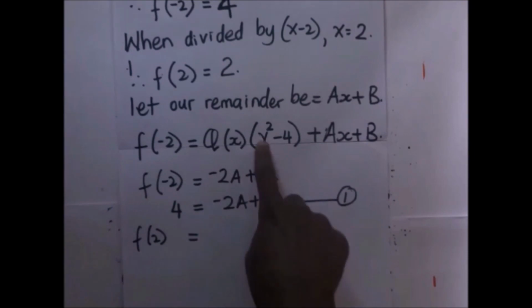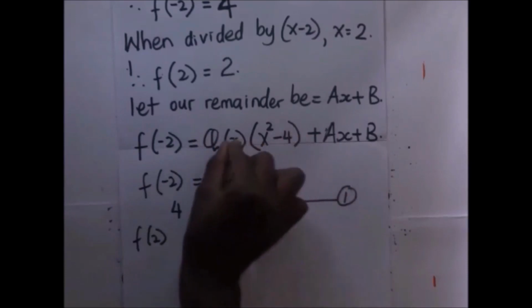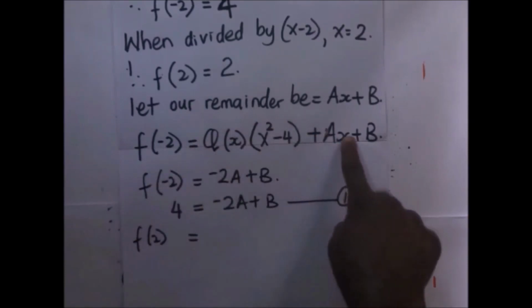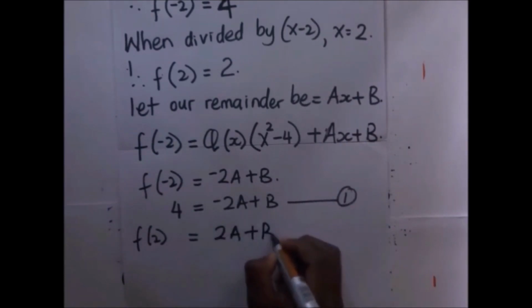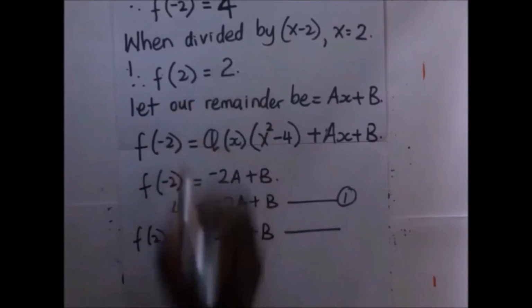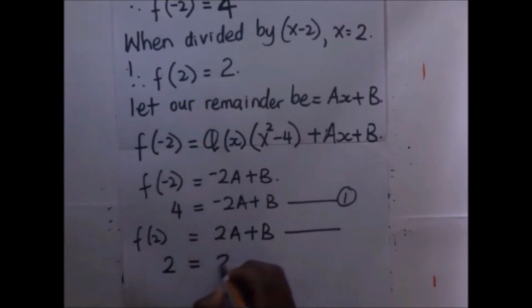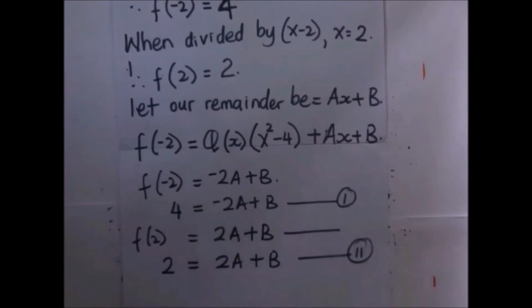when we put our value of 2 here, 2 squared minus 4, this is going to be equal to 0. So it means this whole term is going to die. 0 times this is all 0. We remain here with 2a plus b. It's going to give us 2a plus b. That means our function of 2 gives us 2, so 2 is going to give us 2a plus b. That's our equation 2.